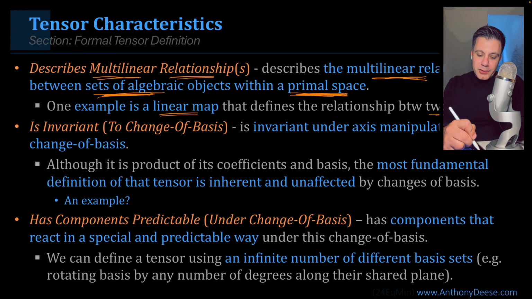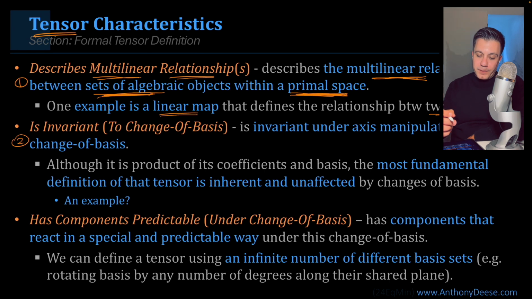Now second, so that's the first characteristic. Second is it should be invariant to change of basis. Okay, so the value of the vector, or of the tensor, sorry, I should use the word tensor here, is invariant to change of basis, meaning that if we change the axes to which the value is projected, or we change the referential directions, or of course change the basis, the tensor value does not change.